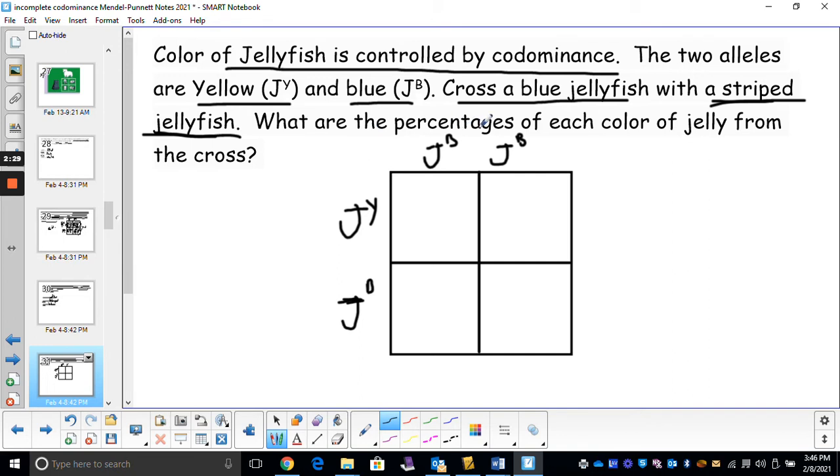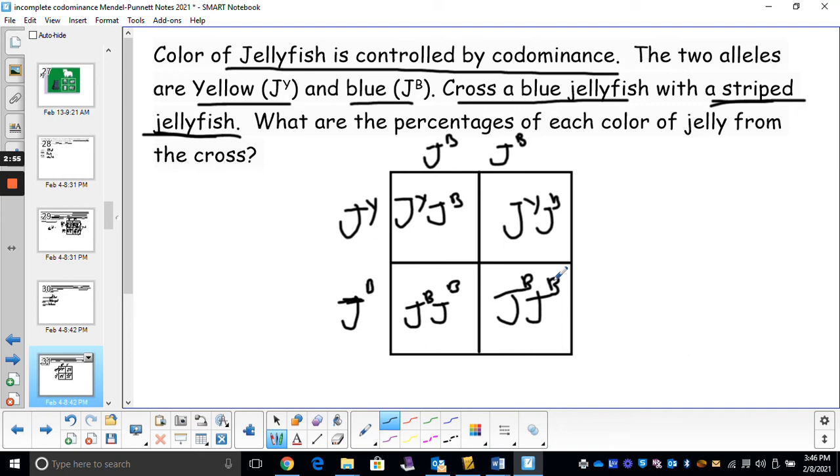So what are the percentages of each color of jellyfish from the cross? We'll go and cross these. So I got a JY and a JB. I got a JB and a JB. Got another JY and a JB allele. And then down here, they're going to be both JB, JB.